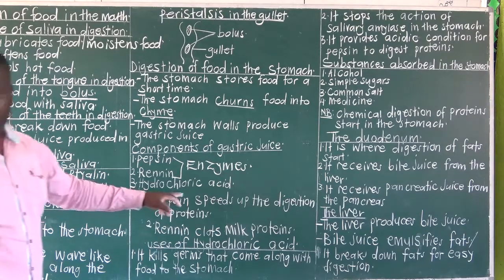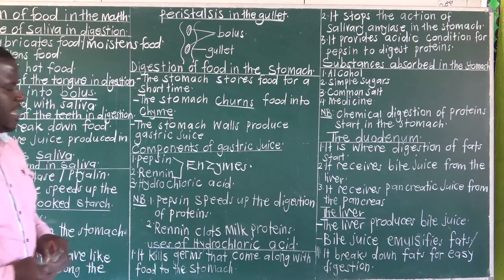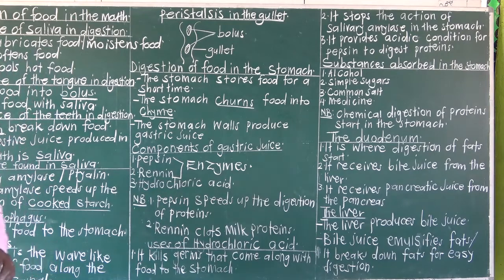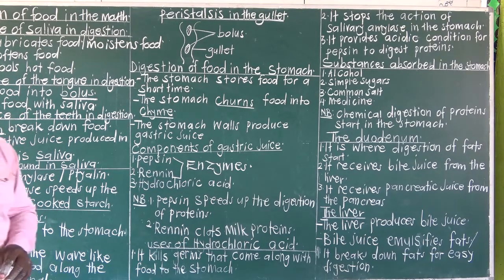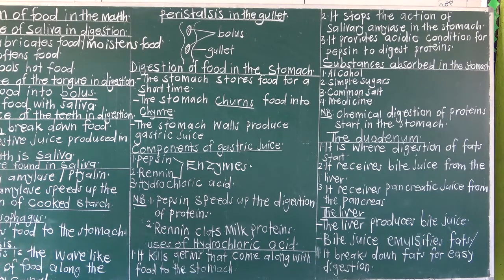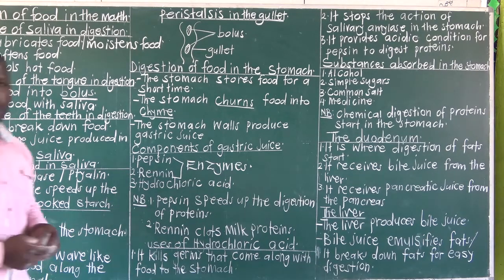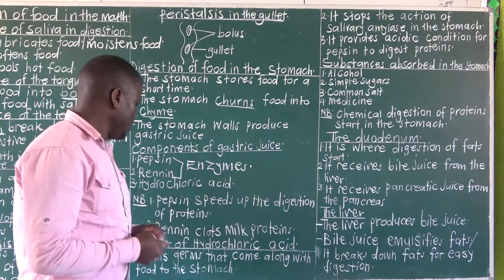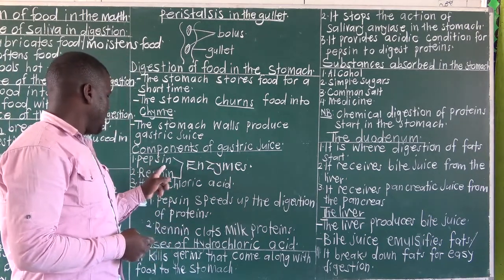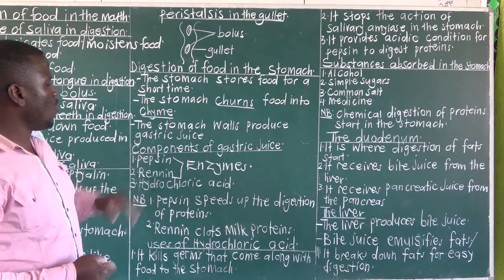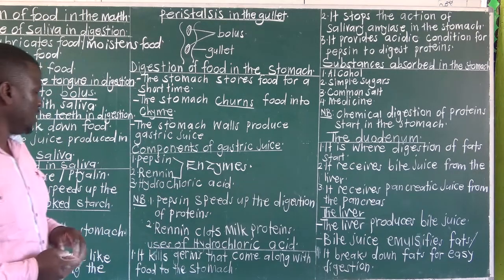Then we have what's called hydrochloric acid. Now, this hydrochloric acid is not an enzyme. It's an acid, and its major function is that it kills germs that come along with food. So, renin and pepsin, then hydrochloric acid. These are the three components of gastric juice.